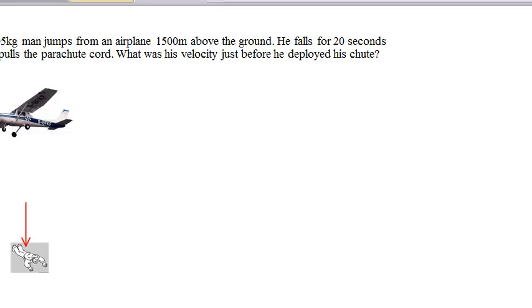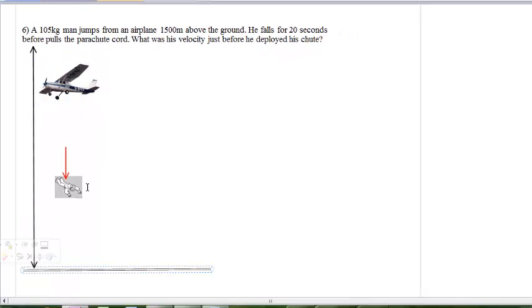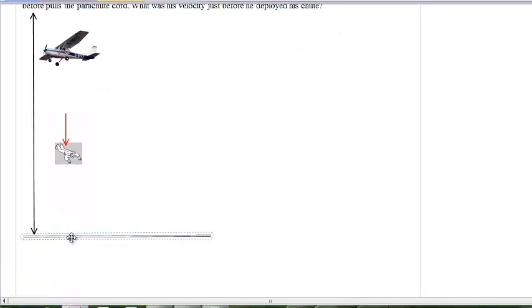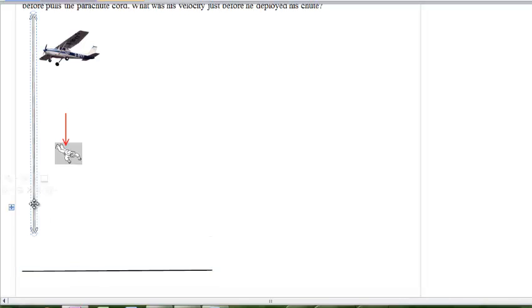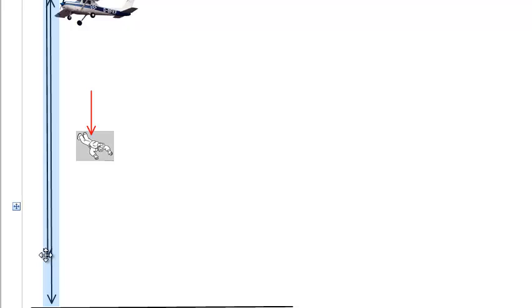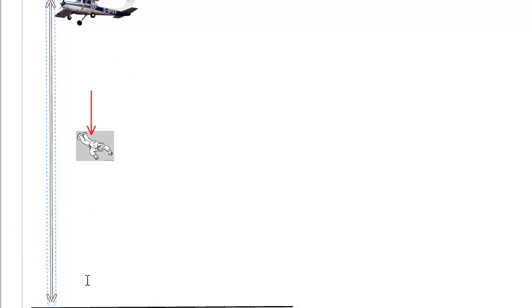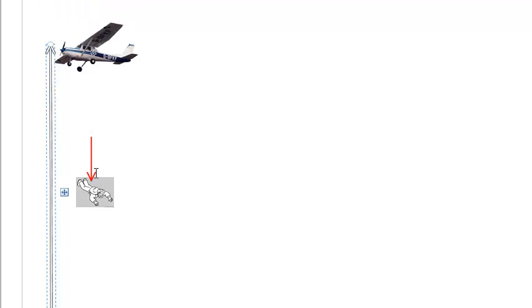So a 105 kilogram man jumps from an airplane about 1,500 meters above the ground. Okay, here's my airplane. Except all my arrows got moved. Okay. So this question had quite a bit of actually useless information in it. And that was sort of the trick about it.